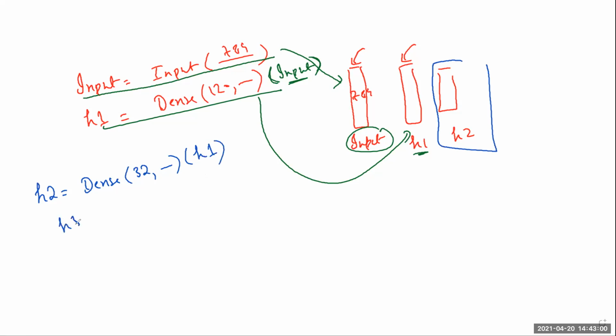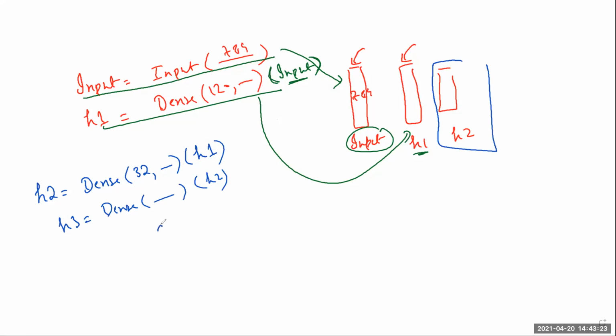Similarly, if you have H3, you can keep on doing it, dense and whatever you have, and you connect it with H2. So you keep on doing it. Now you see it is very flexible. I can connect anything with anything. It is not just stacking. You can even merge different layers, which we'll see later, concatenate different layers. So there are many options available once you are using the functional API.